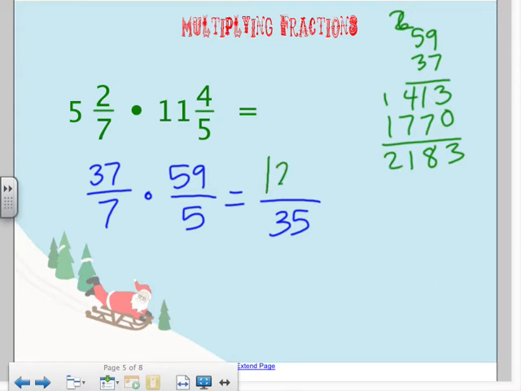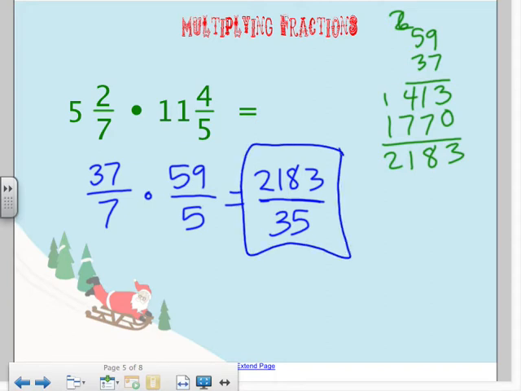Writing that backwards. But you know that this answer is a simplified answer. You don't have to worry about looking for something that goes into 2,183 and 35. That's it, okay? You can turn it into a mixed number if you want. At this point, I'm not going to, because this answer is good. You might as well leave it. It's less work to do, okay?